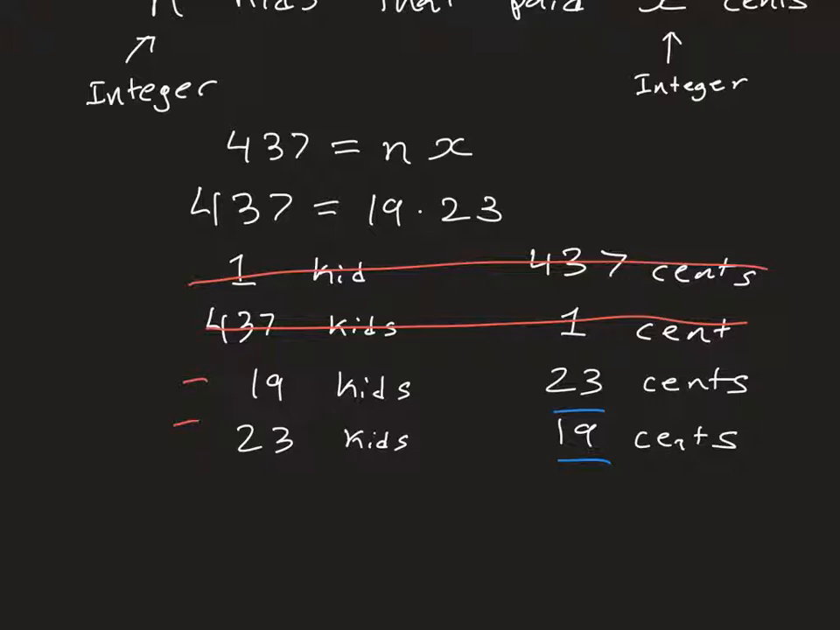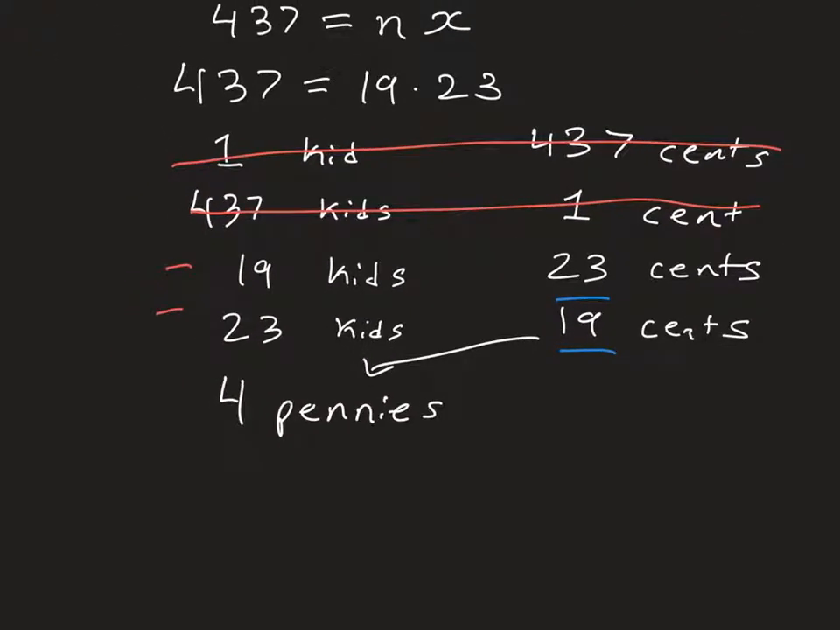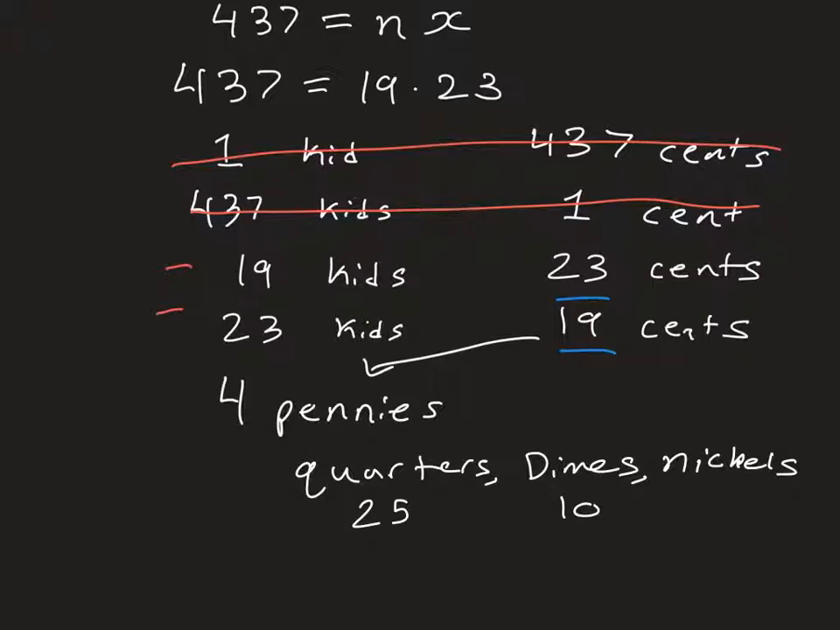So first let's start with 19. To make 19, we'd need 4 pennies. And this is because quarters, dimes, and nickels are 25, 10, and 5 cents. And each of these is a multiple of 5.